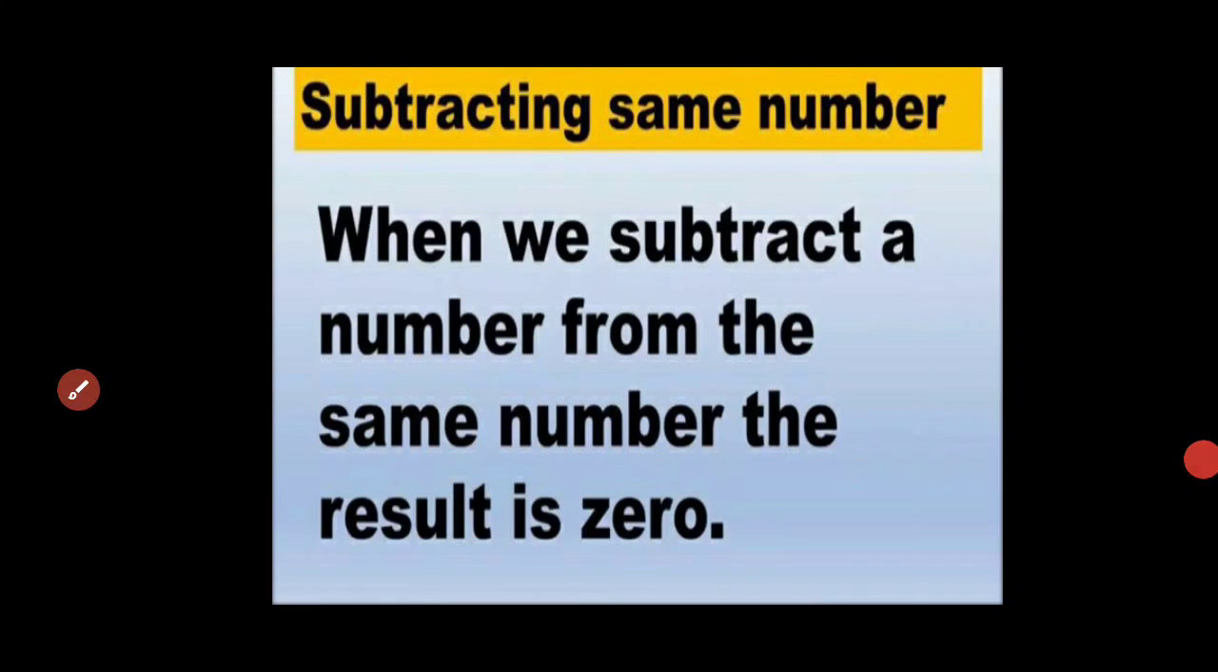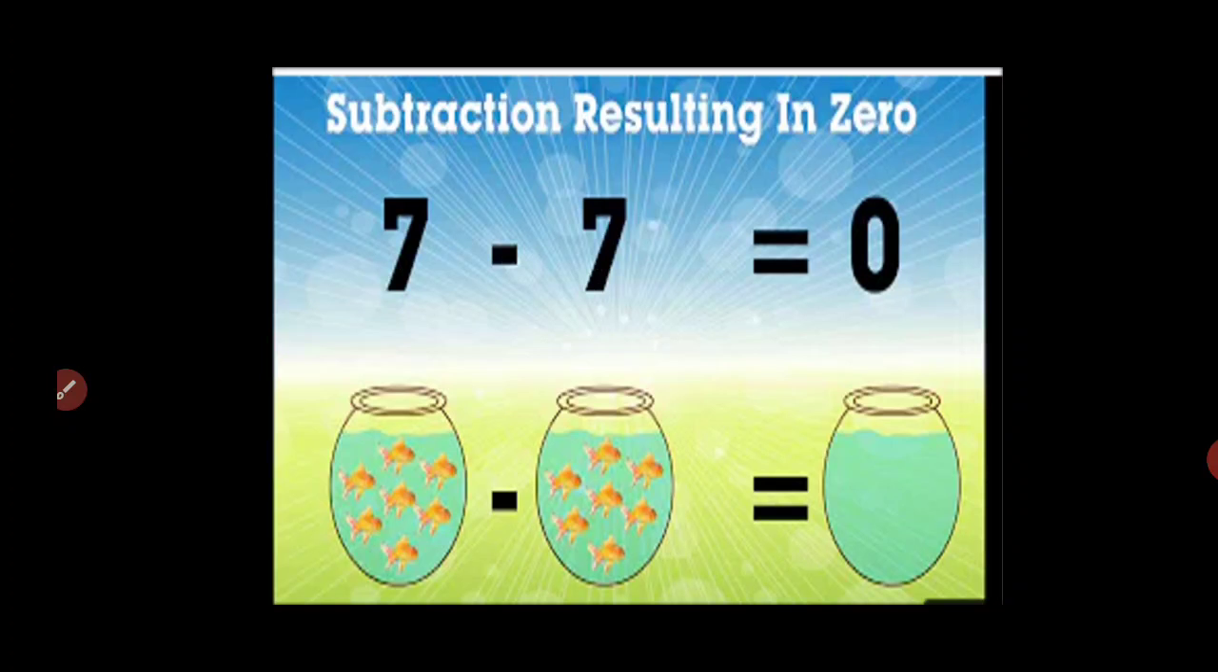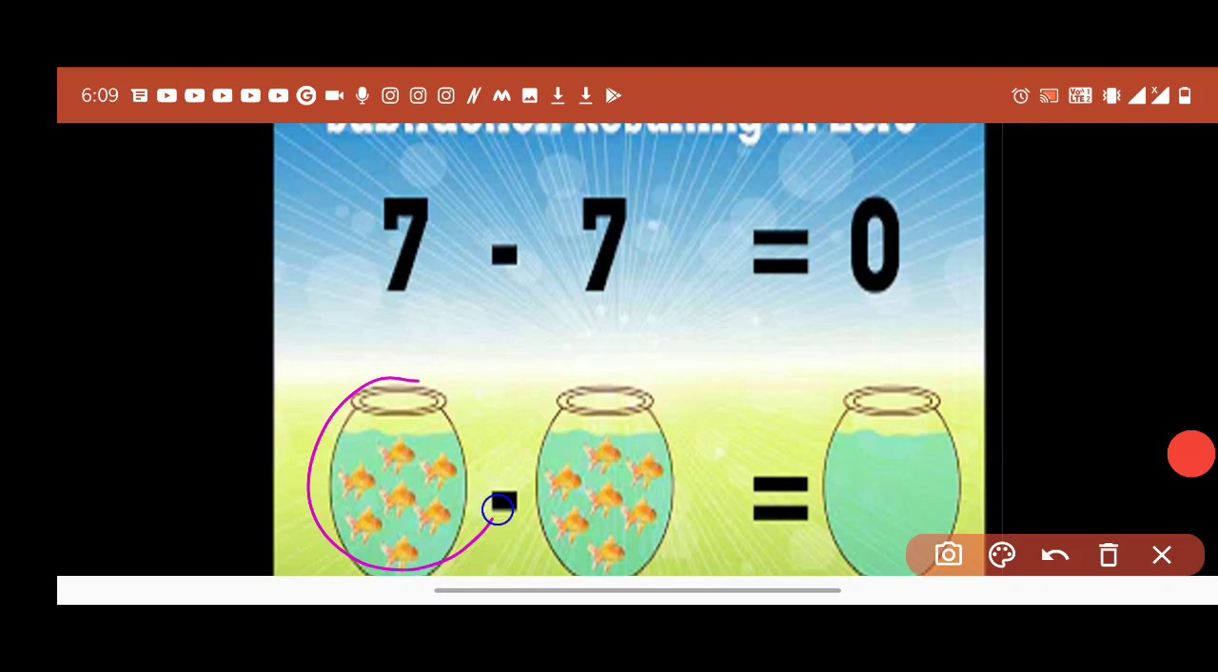Another concept. Now, when we subtract a number from the same number, the result to that is 0, children. Let's have a look at this example. Now, if you see, there is this jar and there are 7 fish in this jar. How many fishes? 7. If you take out all the fish from the jar, just count how many fish left? Nothing. 0. Right? So it means whenever we subtract a number from the same number, the answer is 0.